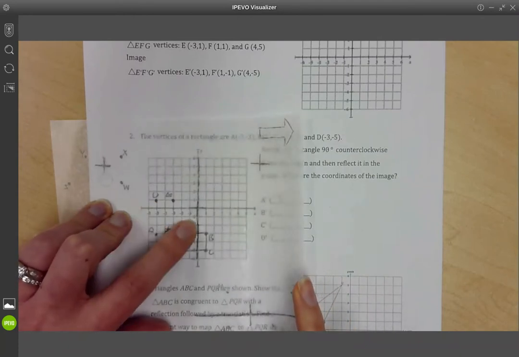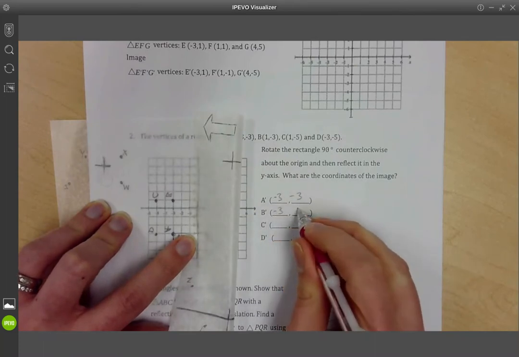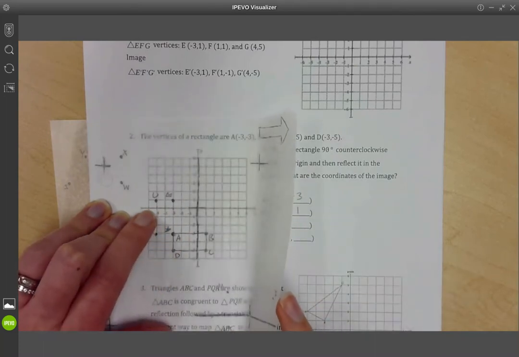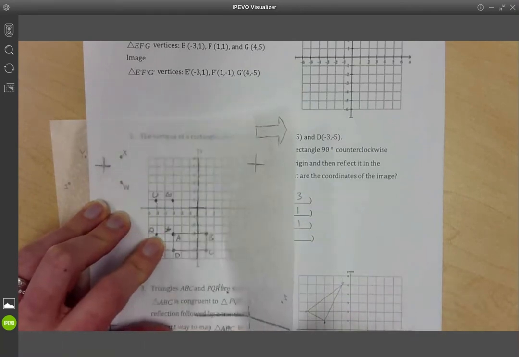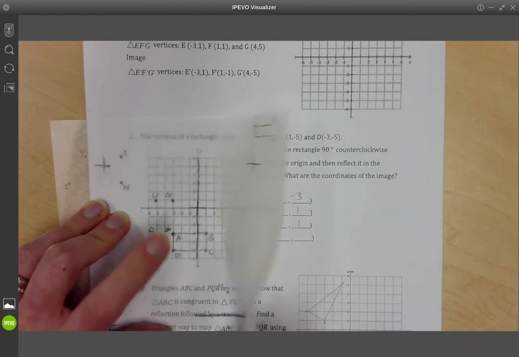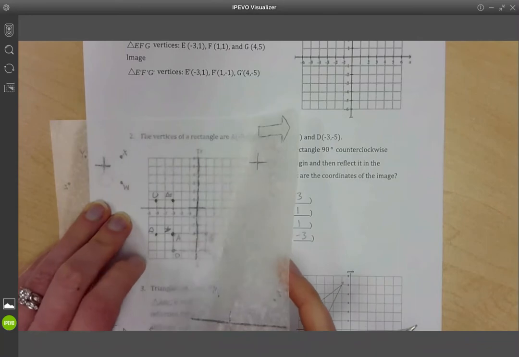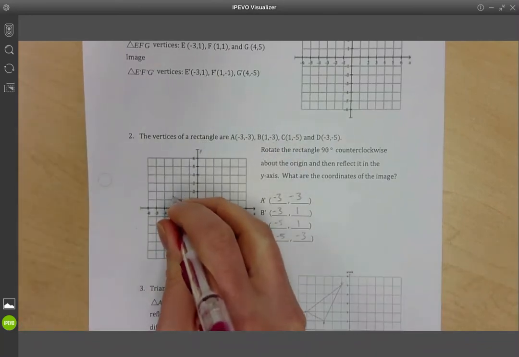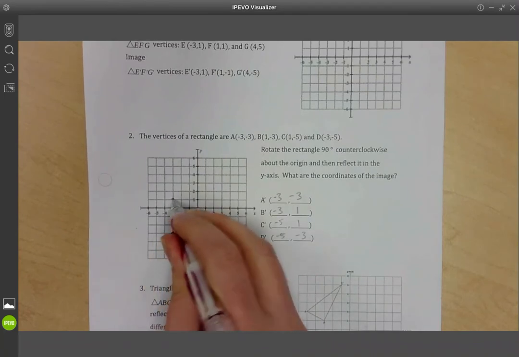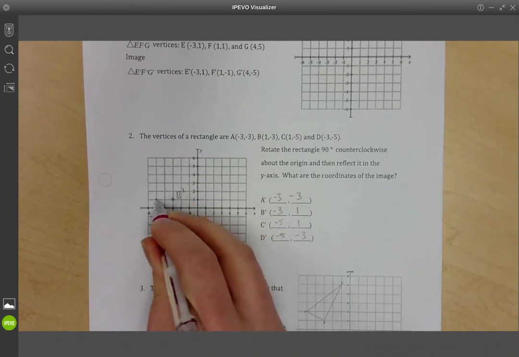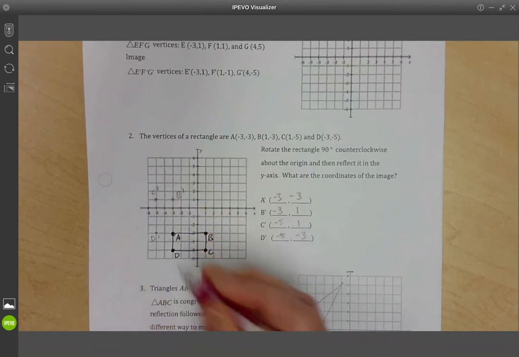B is up here now at -3, +1. C is at -5, +1. And D is at -5, -3. And then we can plot those points. -3, +1. B prime, C prime, and D prime.